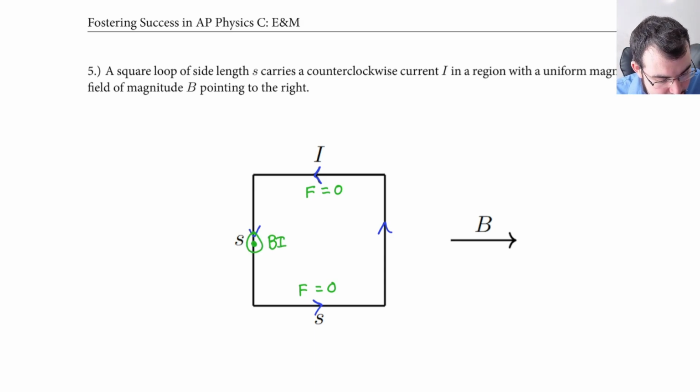And what is that? That's just BIL, BIS. And we'll check it. Since I just reversed the current, by symmetry, it should go into the page. Let's check QV cross B, my palm does point at you. So that's going to be BIS into the page.